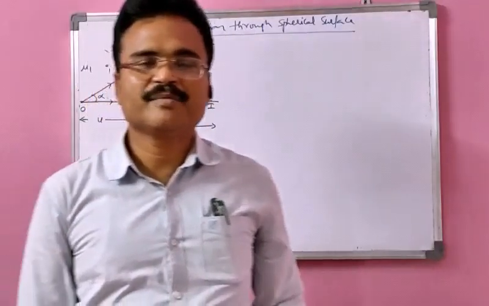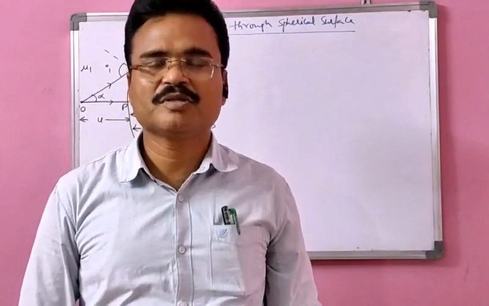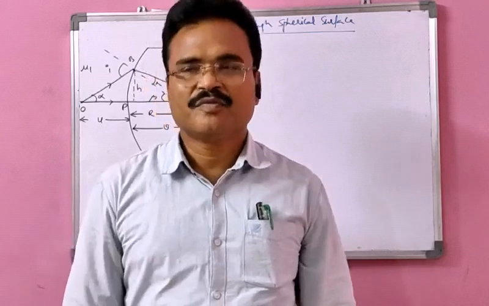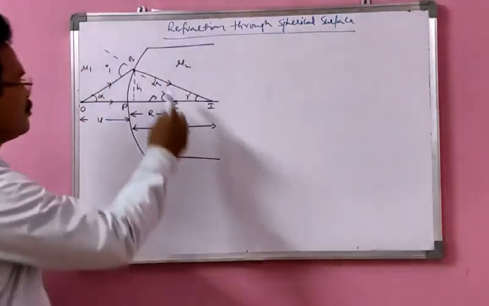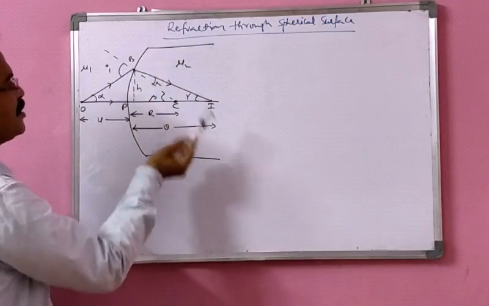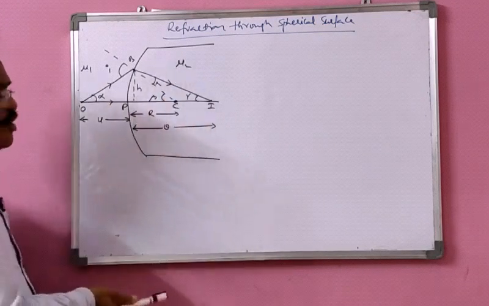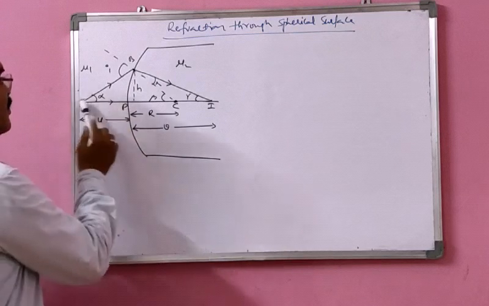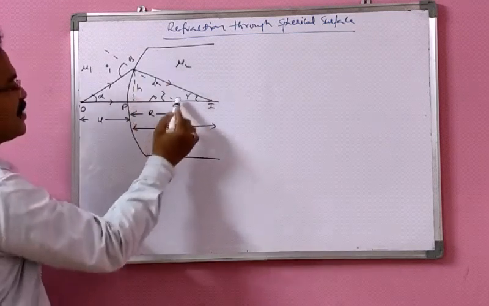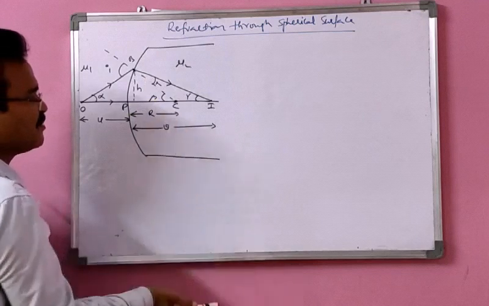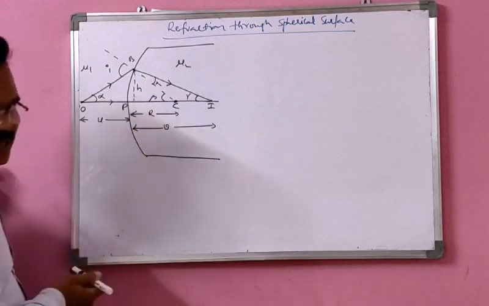Hello students, today I am going to take up refraction through a spherical surface. For that, let us consider a spherical surface separating two different media having refractive indices mu1 and mu2. You can see this is the pole and this is the principal axis. The center of curvature of the spherical surface is here and the radius of curvature is capital R.